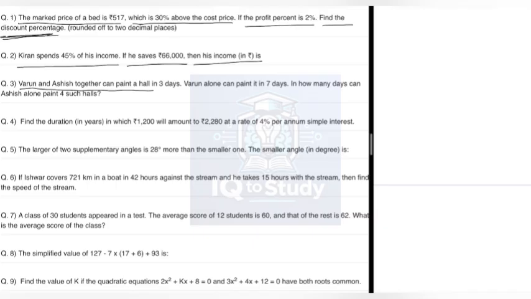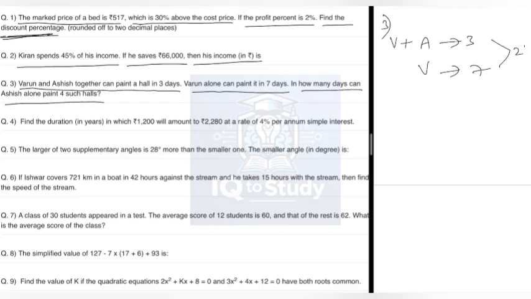Varun and Ashish together can paint a hall in 3 days. Varun alone can paint it in 7 days. In how many days can Ashish alone paint 4 such halls? According to the question, Varun plus Ashish can paint a hall in 3 days and Varun alone can do it in 7 days.